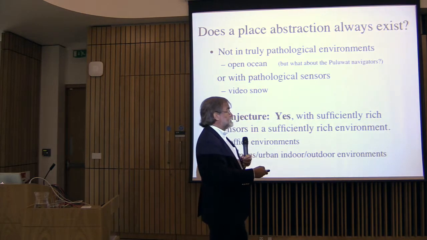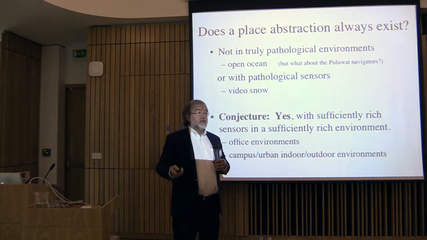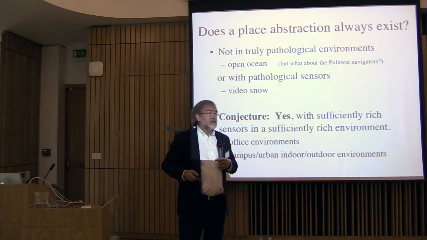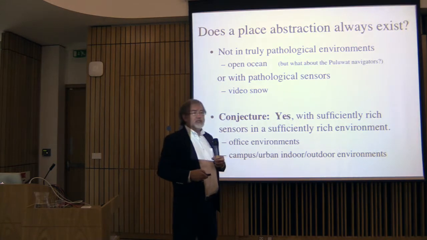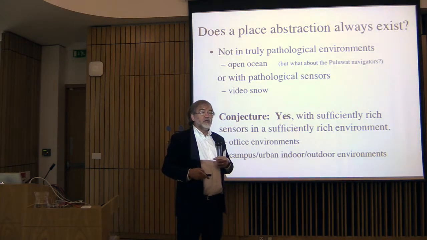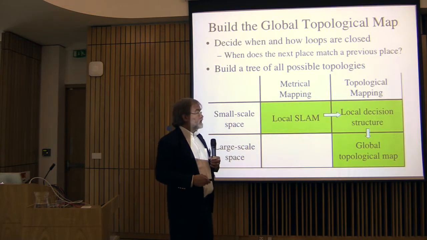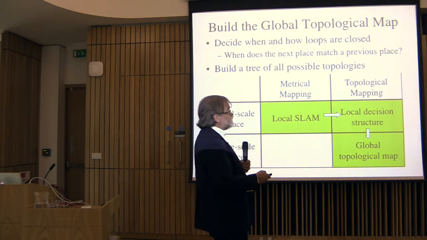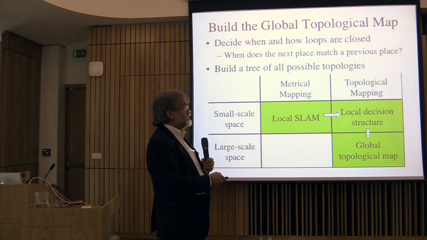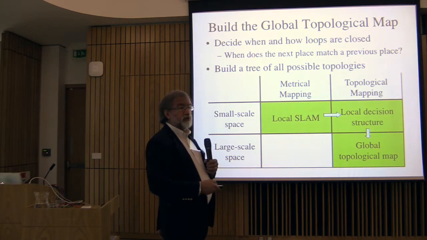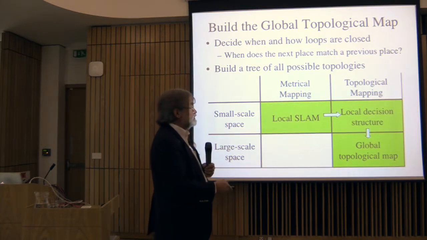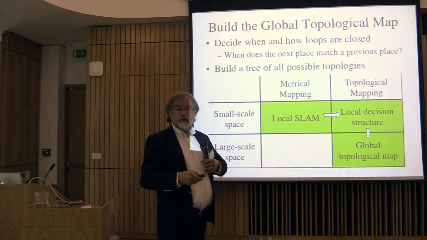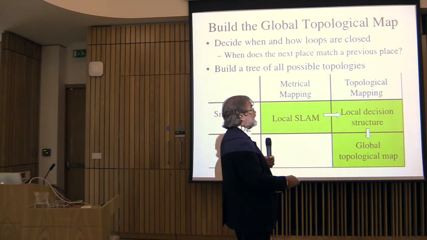So my conjecture is that if you're in a sufficiently rich environment and you have sufficiently rich sensors, which is like virtually every environment we navigate in, then yes, the place abstraction makes sense, and people have a very strong tendency to use it. And it's a very useful thing to have. So now once we can abstract from the metrical properties of local SLAM, of the local metrical space, to the topological local decision properties, we need to knit those individual observations into a global topological map.